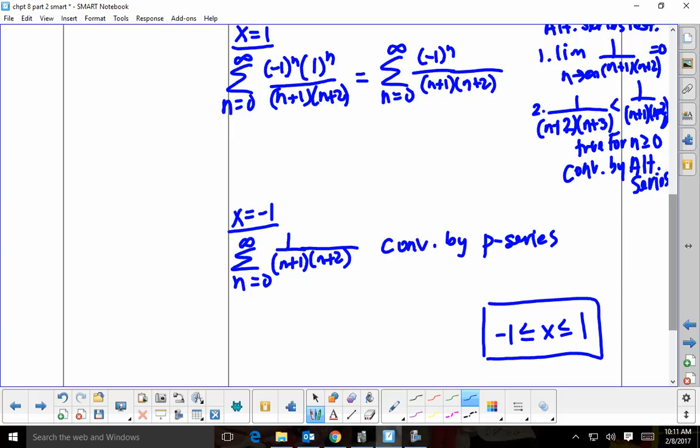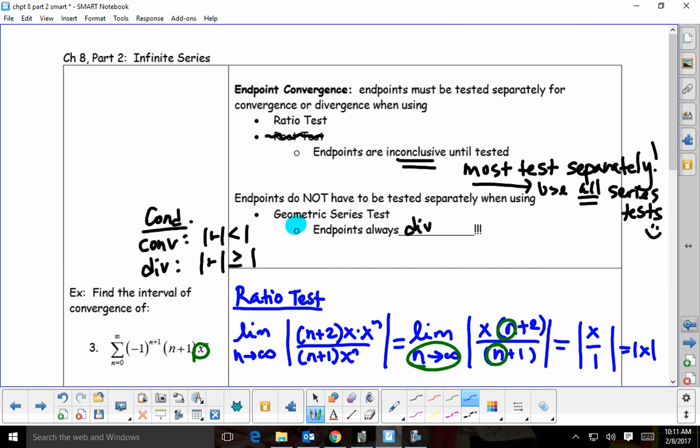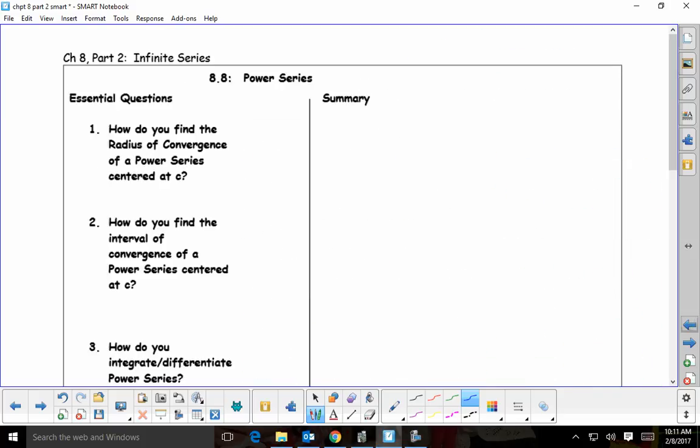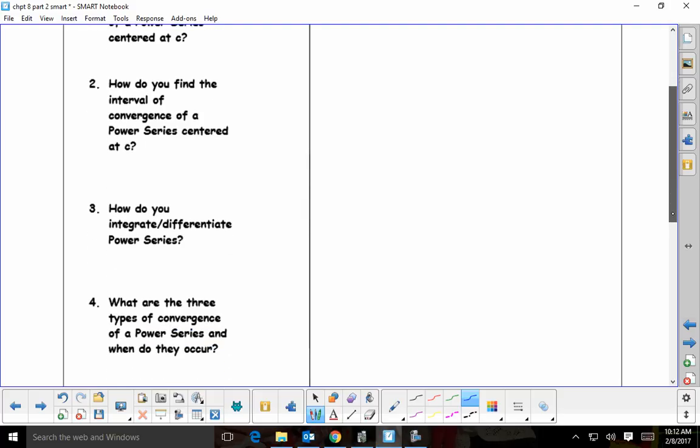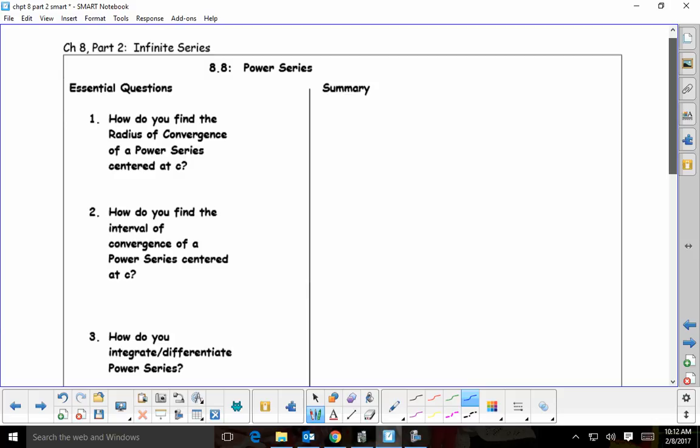The only absolutes are if you take the absolute value and create a new series, right? Or you use ratio or root. So absolute or alternating series cannot show absolute. Okay, go fill in. Let's see which bullets you get to fill in for essential questions. 1, 2, and 4. So go fill in 1, 2, and 4 from your essential questions.